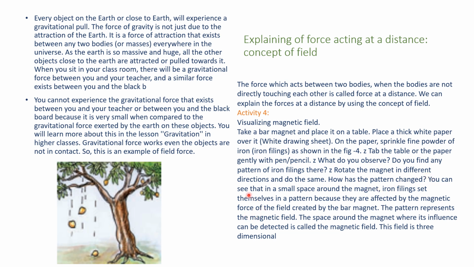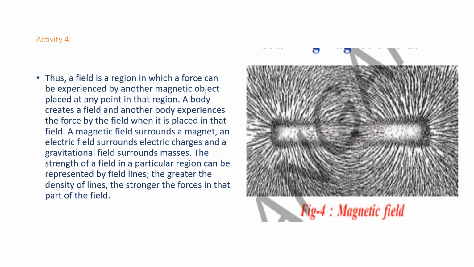So you can see that in a small space around the magnet, iron filings set themselves in a pattern because they are affected by this magnetic force. As I told you earlier, because of this magnetic force, they get attracted. So they create some kind of pattern which we will see in our next slide. The pattern represents the magnetic field. The space around the magnet where it influences can be detected as the magnetic field. This field is three-dimensional. See, this is the magnetic field. This is our bar magnet, and these are the fine iron powder.